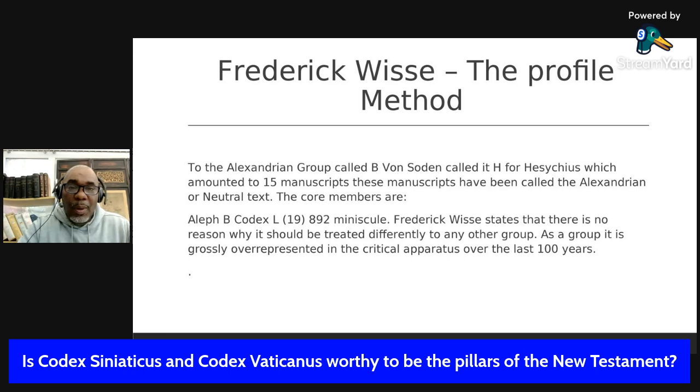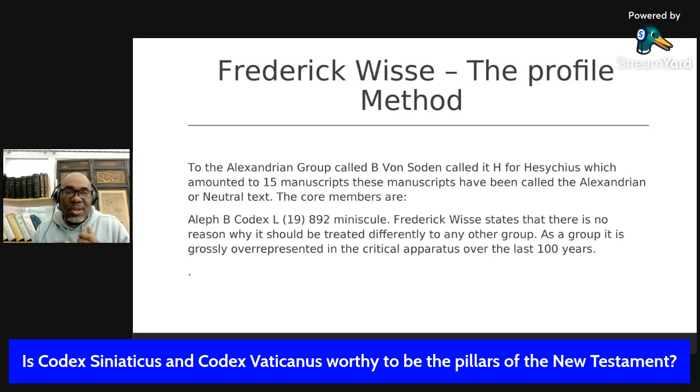So what happened was to the Alexandrian group called B by von Soden. Von Soden called it 8 for, I'm not going to pronounce that word, which amounts to 50 manuscripts. These manuscripts have been called the Alexandrian or neutral text. The core members are Sinaiticus, Codex Vaticanus, Codex L, and minuscule 892.